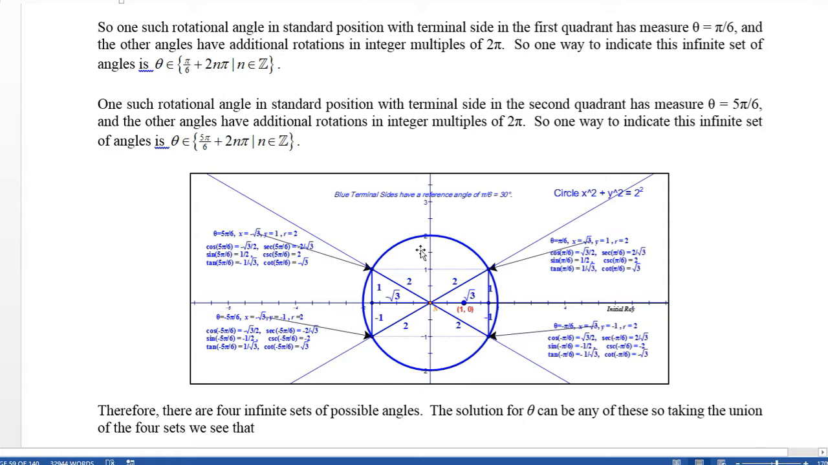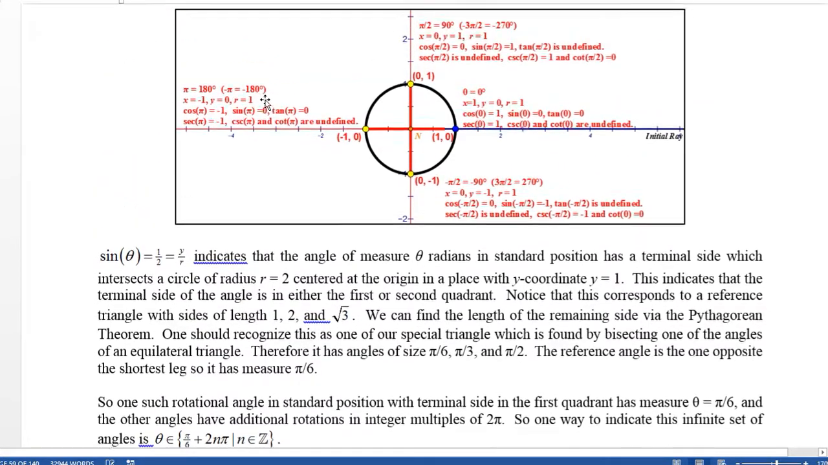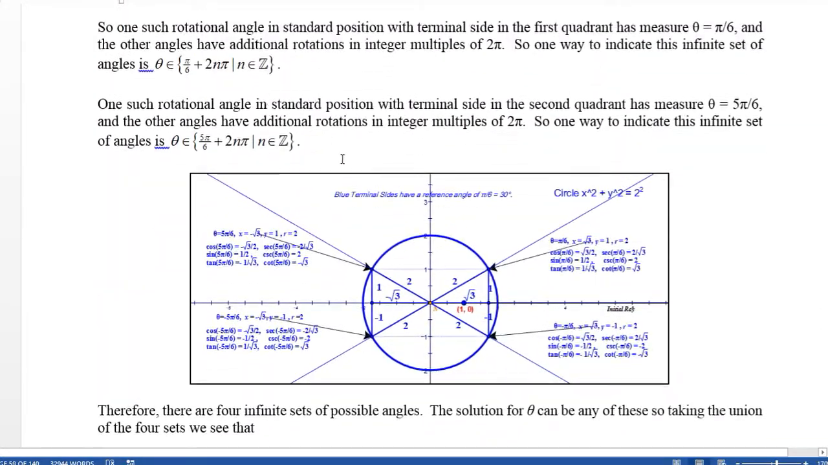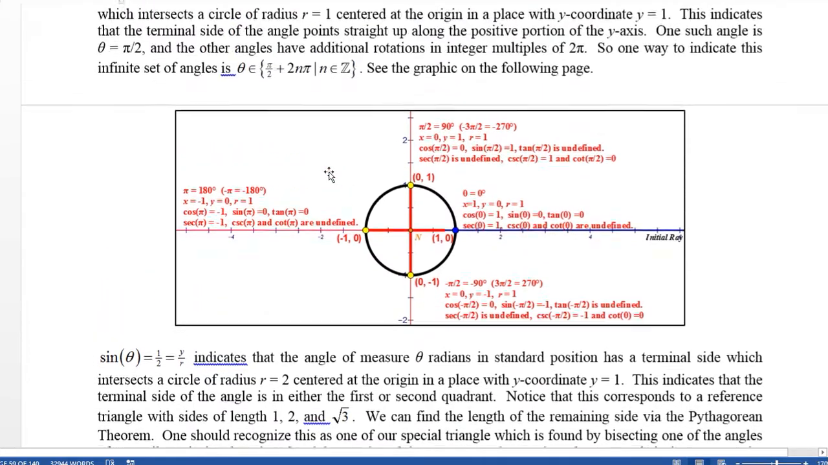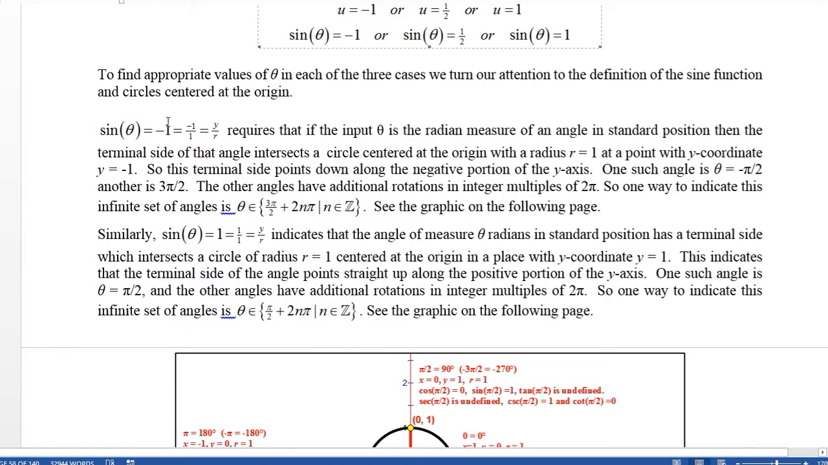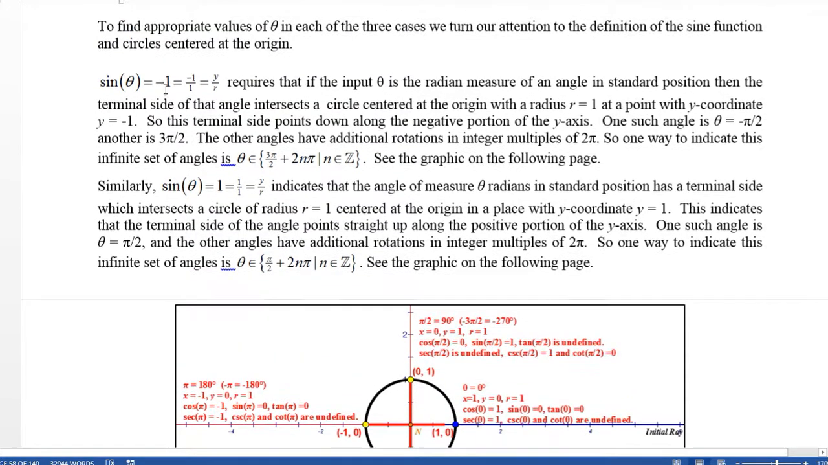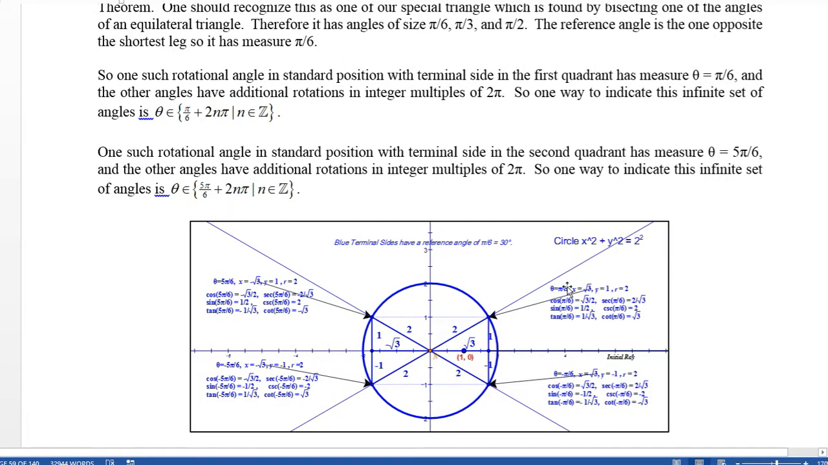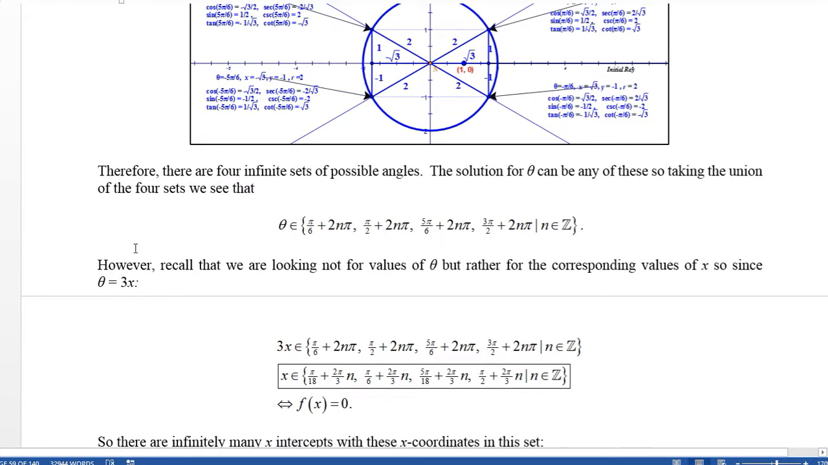So they're actually two different terminal sides that give you a sine of positive 1/2. But each one of those makes a whole infinite set. So when put together, all 4 of these solutions, 4 sets of solutions, there's one here that's a rotation for theta that goes straight down. This one goes straight up. This one goes in the first quadrant this much. And this one ends up in the other quadrant over here. So you got those 4 different rotational angles, and you put them all together.